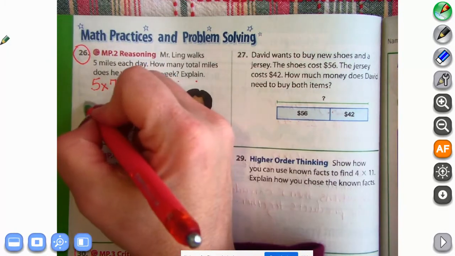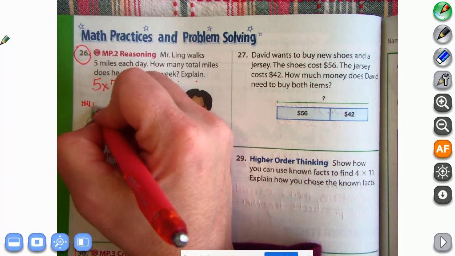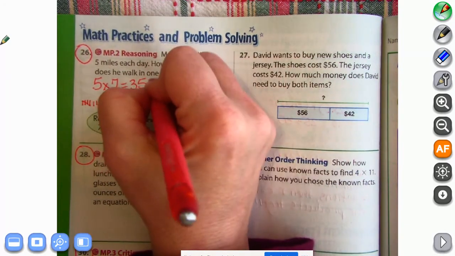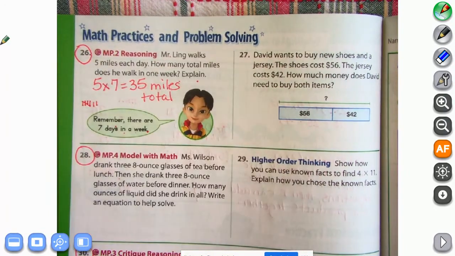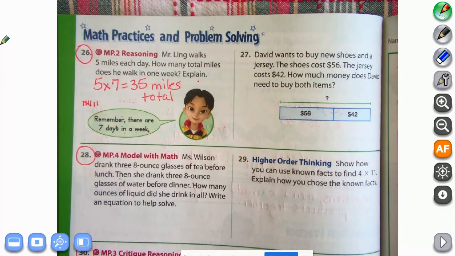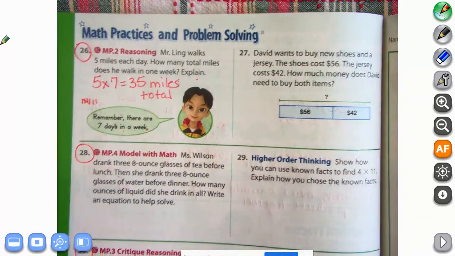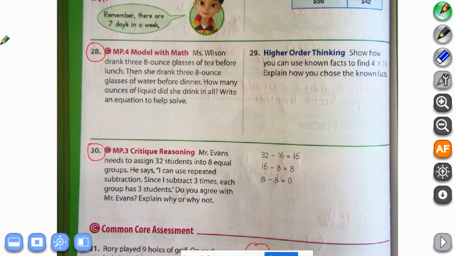We can skip count by 5. 5, 10, 15, 20, 25, 30, 35. So 35 miles total. Okay, get that written down. If you want to do the odds afterwards, you are certainly welcome to, but we are not going to worry about them in our lesson. All right. Number 28.